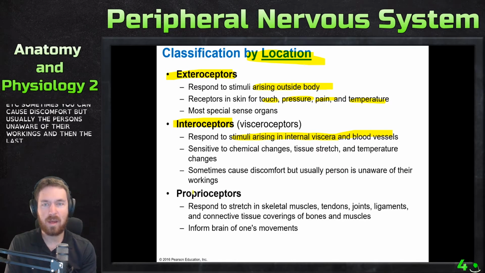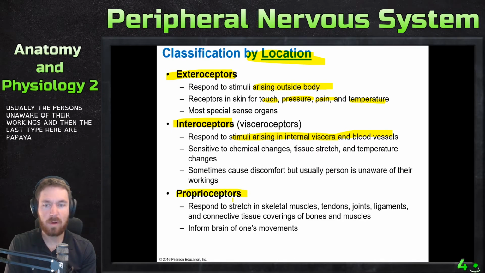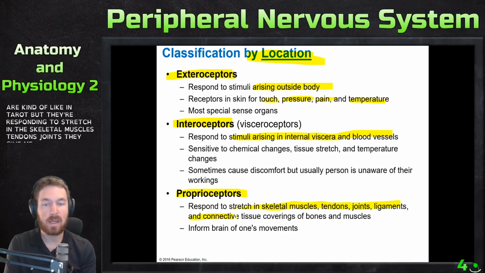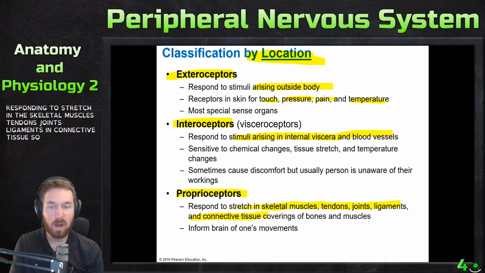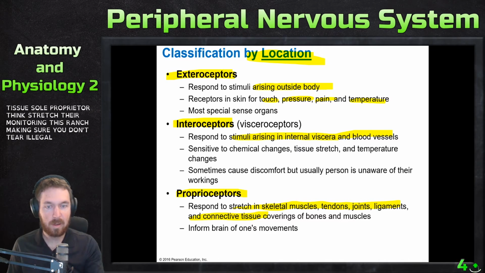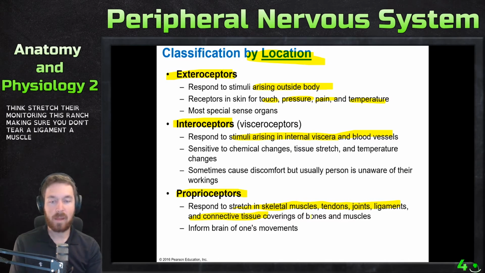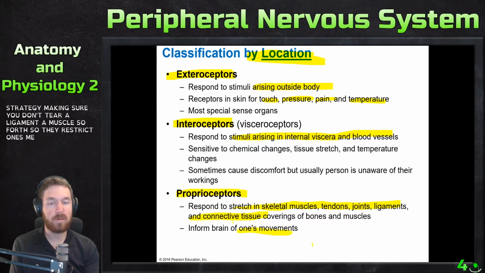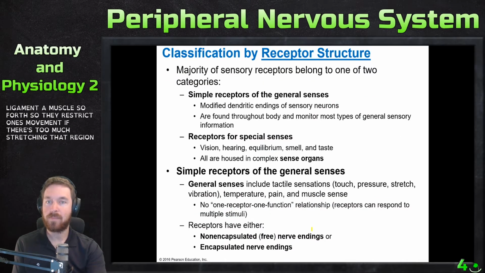And then the last type here are proprioceptors. These are kind of like intero, but they're responding to stretch in the skeletal muscles, tendons, joints, ligaments, and connective tissue. So proprio, think stretch. They're monitoring the stretch, making sure you don't tear a ligament, a muscle, and so forth. So they restrict one's movement if there's too much stretch in that region.